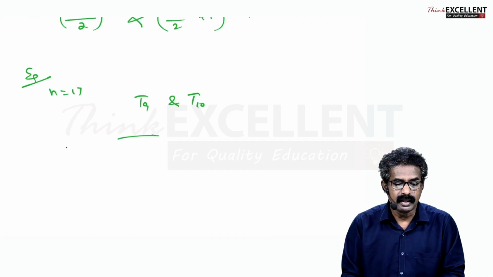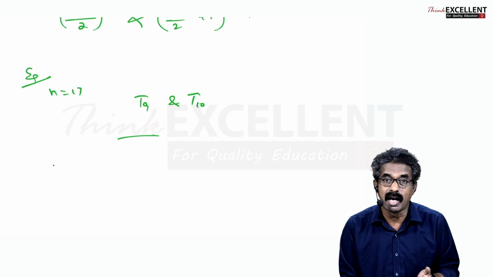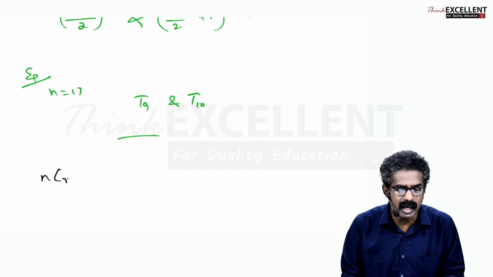We will revise it again. But before that, when you do the sums, you need something more from what you studied earlier. Combination you need, right? NCR. What's the formula for NCR? N factorial by R factorial into N minus R factorial.